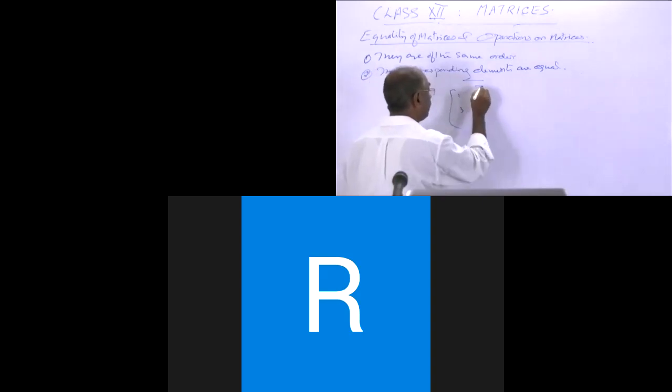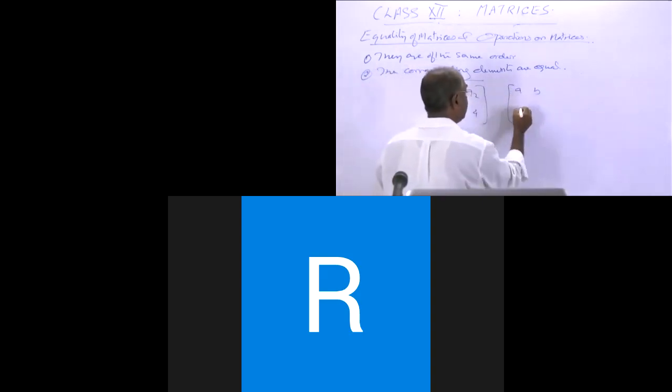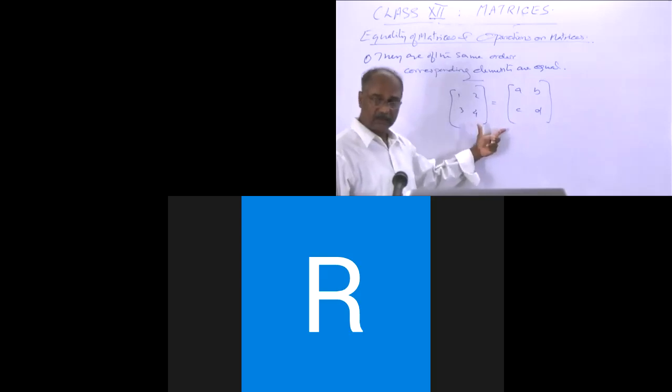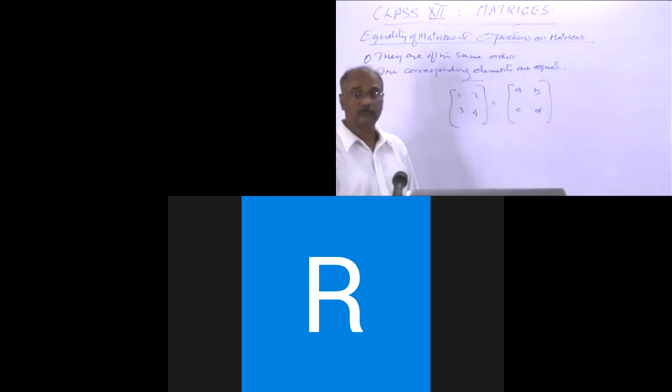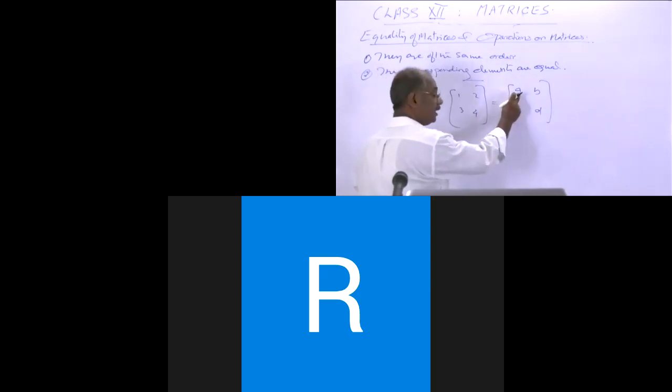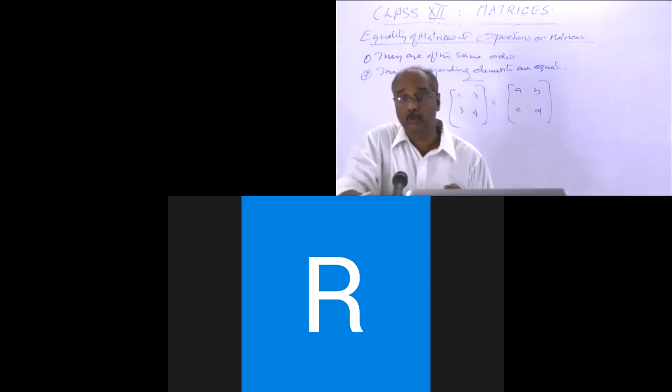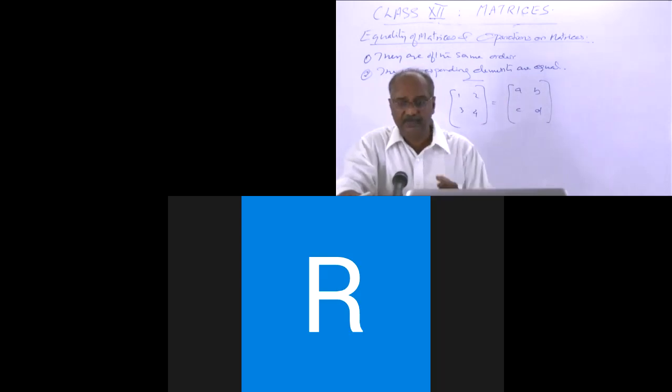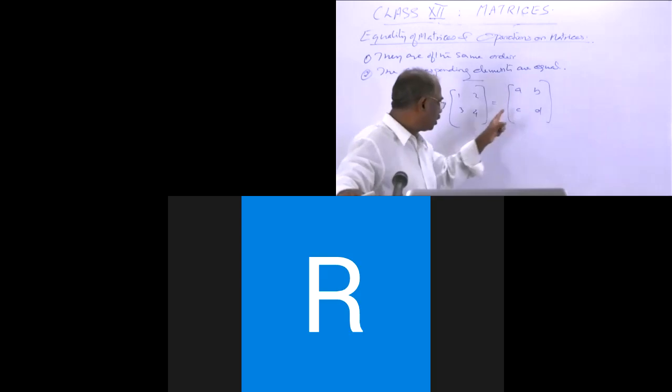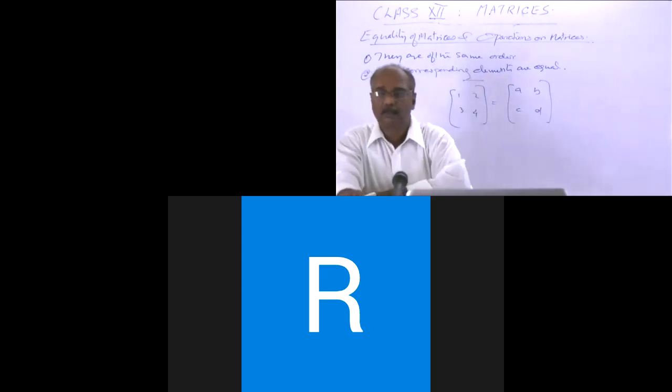Example, consider this matrix 1, 2, 3, 4, and another matrix A, B, C, D. These two become equal if and only if they are of the same order. Same order, 2 by 2, 2 by 2. And 1 equal to A, 2 equal to B, 3 equal to C, 4 equal to D. Then only the two matrices are equal. Otherwise, not equal.